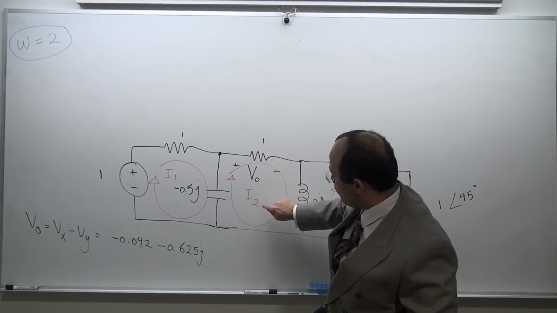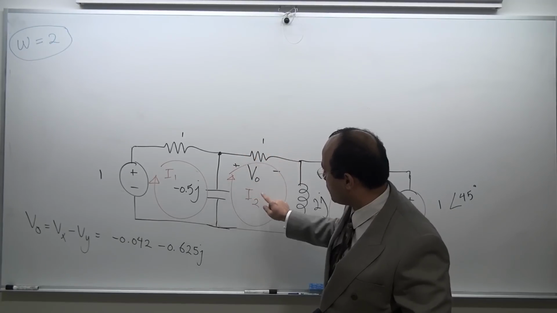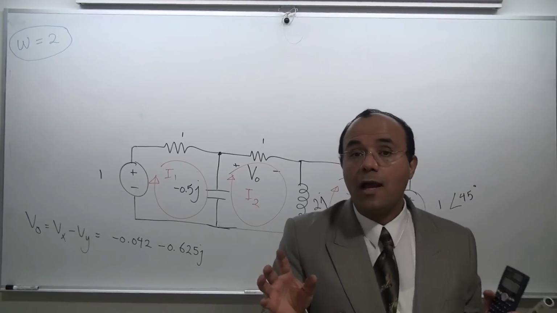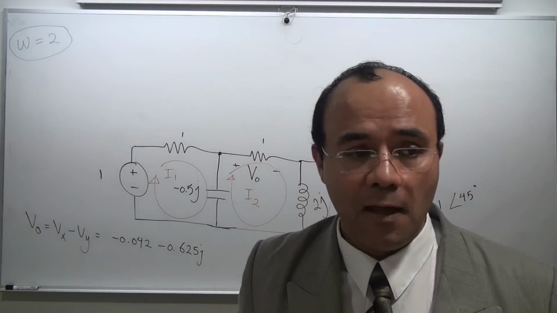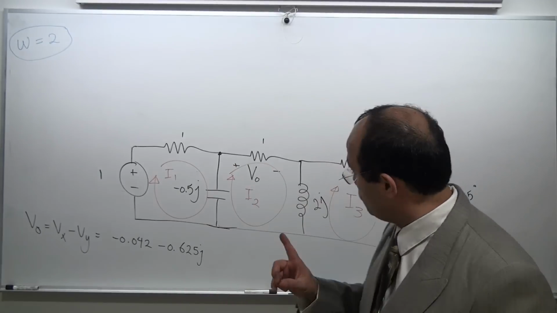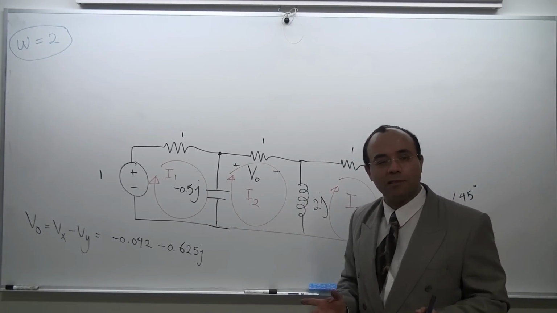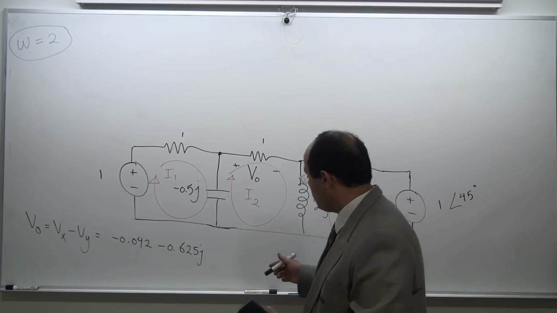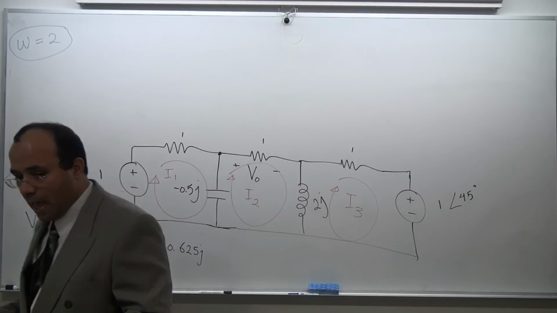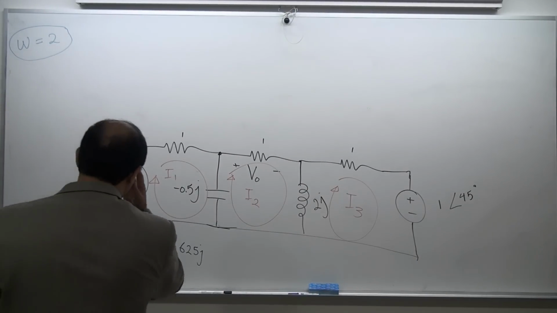And if I know what I2 is, I2 goes into 1 ohm, so 1 times I2 is my VO. So although I have a 3 by 3 system, I really don't need to find all the determinants. All I need to find is the determinant corresponding to I2 divided by the determinant of the system. Let me write down the equation and then refresh your memory on the calculation of a 3 by 3 system.